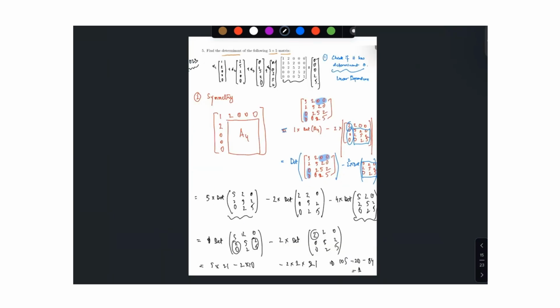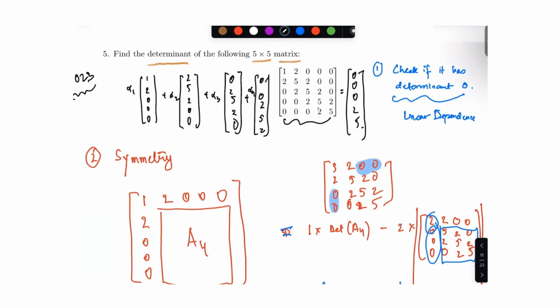Okay, so what are the other ways to find the determinant? You can find the eigenvalues and then multiply them, right? That is also one possibility. But finding the eigenvalues is essentially equivalent to finding the determinant of another matrix.